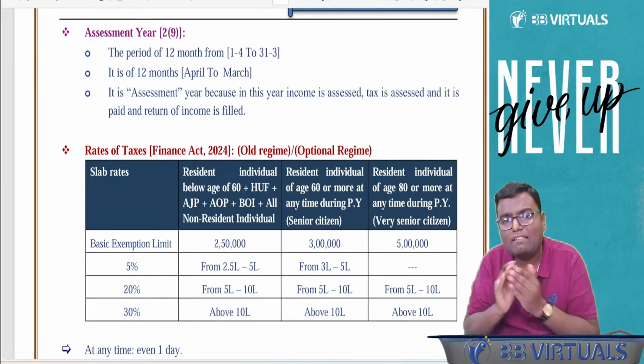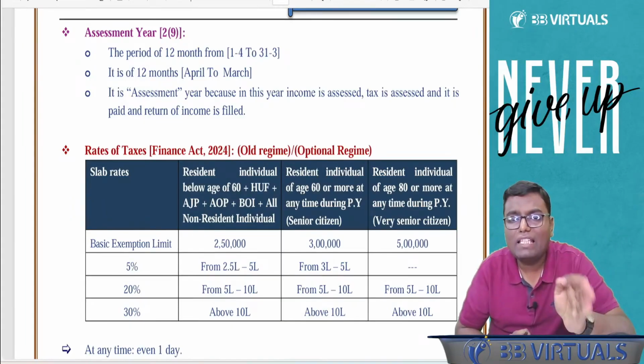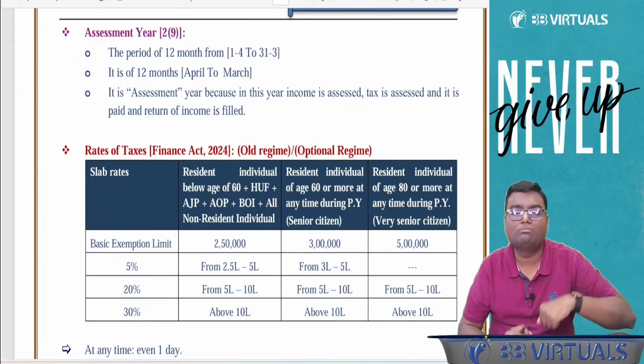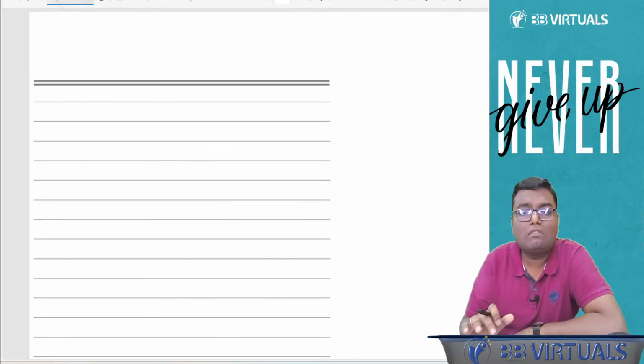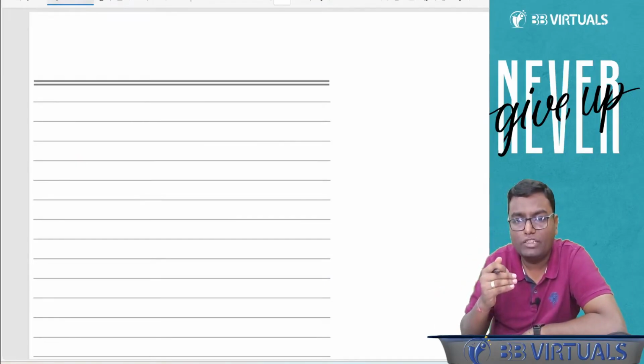On all this basic tax, you ultimately need to add 4% health and education cess. That is to be counted on the tax, not on the income. But now there was one small note which was pending yesterday, which I am supposed to start with today.